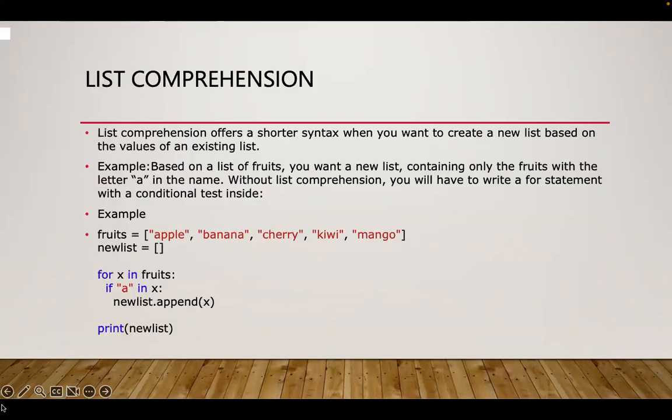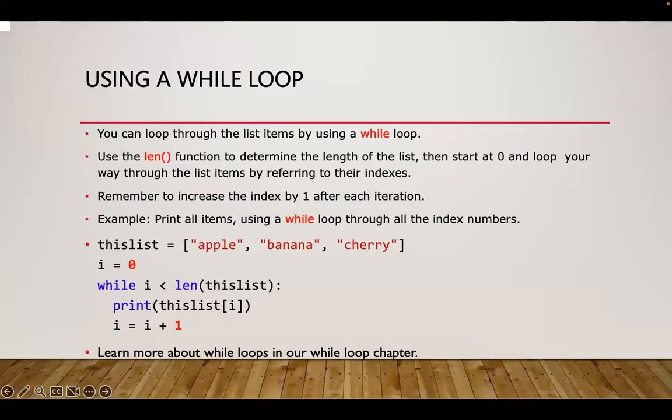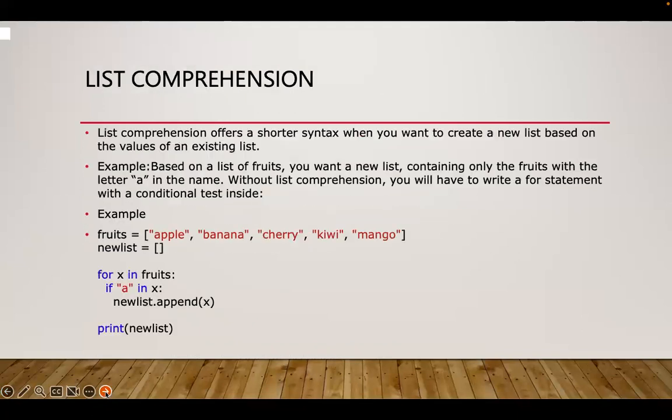So the last time we talked about how we can loop through a list, and we also talked about list comprehension, how we can append. So we said for x in fruits, if a in x, new list append x. The meaning is you can get a new list from an old list. I have an old list called fruits, and I want to get a new list. I want to look through the list and find every fruit that has the letter a.